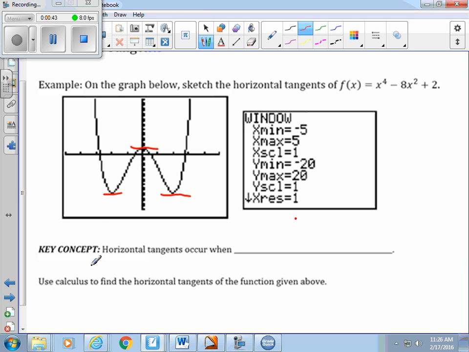So, horizontal tangents appear to occur when the curve is at a maximum or minimum, right? Seems like it. What is the slope of those? Okay, so what would the derivative be there? 0.